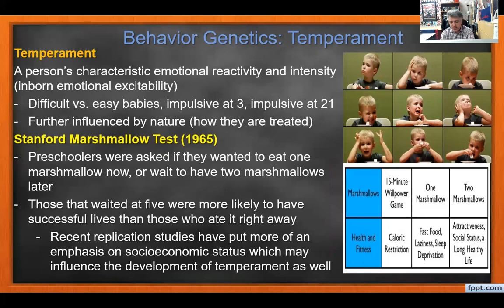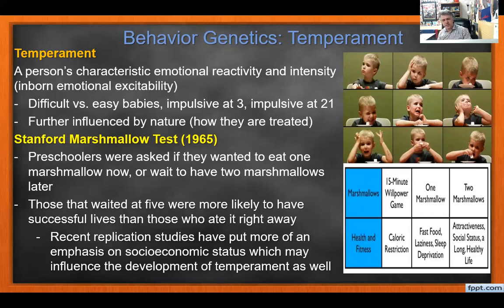One thing, and this gets really interesting, is temperament. Temperament is your personal characteristics, your intensities, everything else. Again, difficult babies are going to be treated a little bit worse than loving babies. So it's not just you were born with this, it's going to shape your environment. It's going to shape how you're treated.